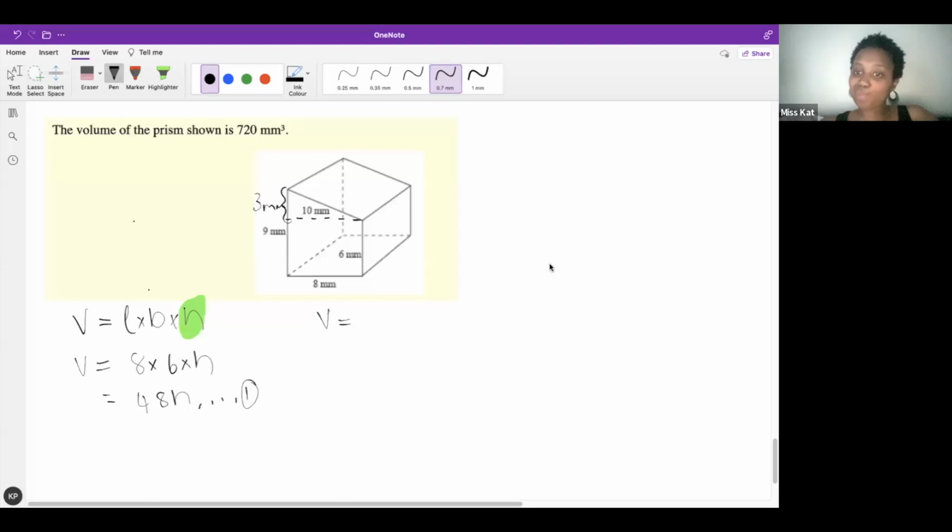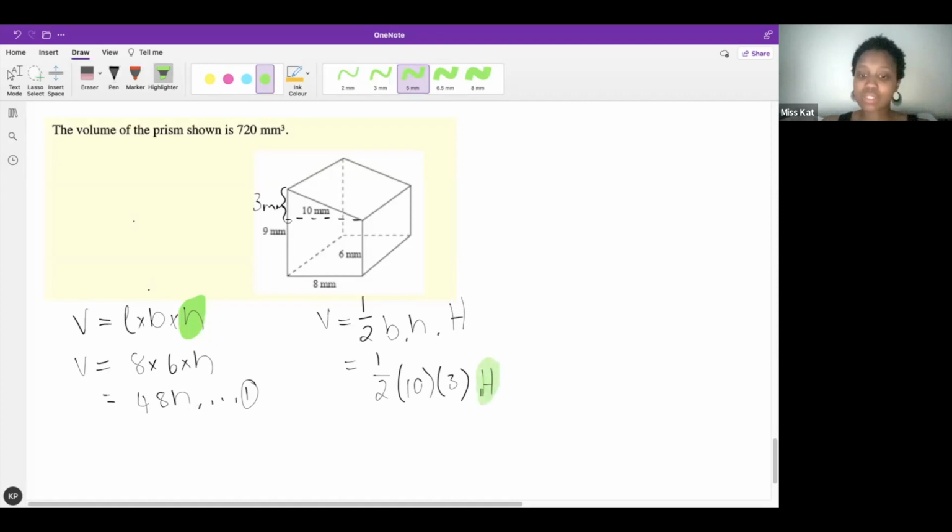Okay, half base times height times the big height. So it's half of, what's the base of my triangle? It is 10 times the height of my triangle. It is 3. And the big height is the one we don't have. So I'm just going to leave it over there. I'm going to highlight them both in green so that you guys see that it's the same height. So what's half of 10 times 3?